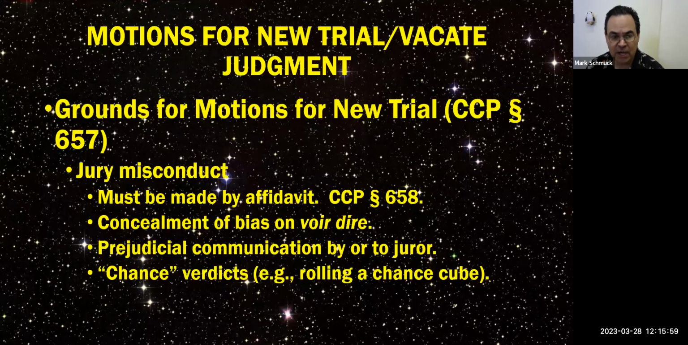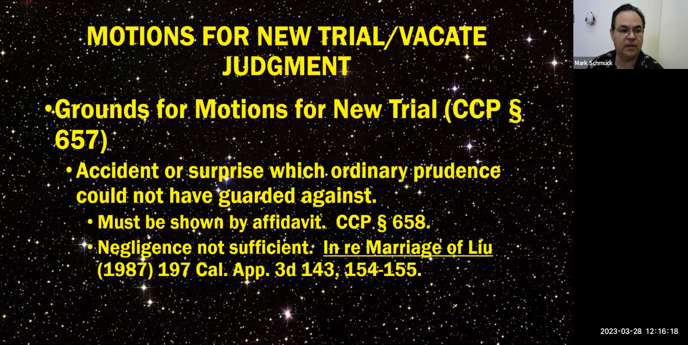Another ground might be a chance verdict. For example, the rolling of a chance cube in order to determine who wins. That would be jury misconduct. On that last ground, what you expect is for the jury to take its job seriously and not just leave it to chance who is the winner.